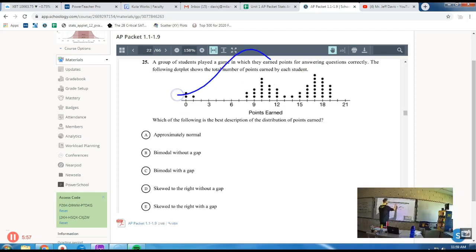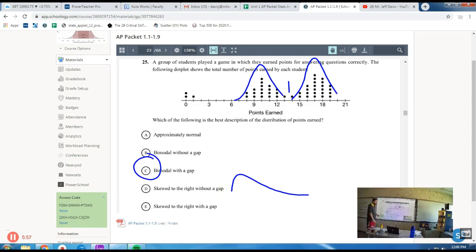It's not approximately normal. Approximately normal is the bell. We don't have that. Bimodal without a gap, that'd be a little strange. I'm not even sure what that would look like. Bimodal with a gap: we got a cluster, we got a cluster, we got a gap. C is your answer. It is not skewed to the right. Skew to the right without a gap looks like that. Skew to the right with a gap is not something that ever really comes up. They're just kind of throwing in terms to see if you pick them.